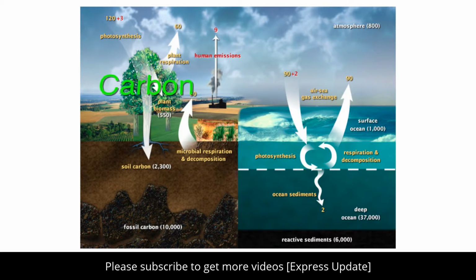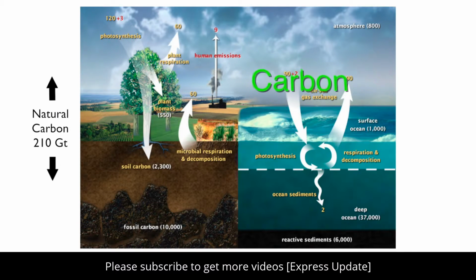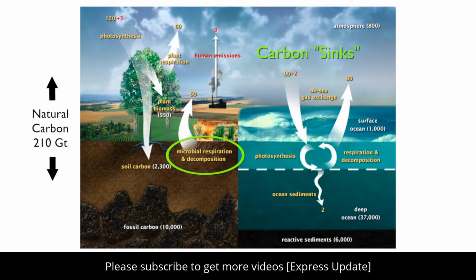Carbon is moving between these reservoirs constantly because of a variety of chemical and biological processes. This is known as the carbon cycle. The total amount of carbon that cycles in and out of the atmosphere naturally each year is about 210 gigatons. The arrows and yellow numbers indicate this movement or cycling of carbon. Plants and oceans are referred to as net carbon sinks because they absorb more carbon from the atmosphere than they emit. These carbon emissions occur in the form of plant respiration and chemical exchanges with the ocean.